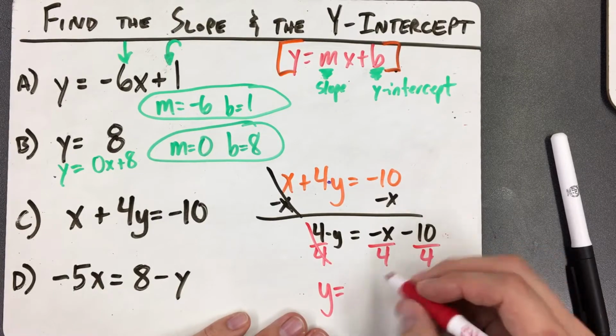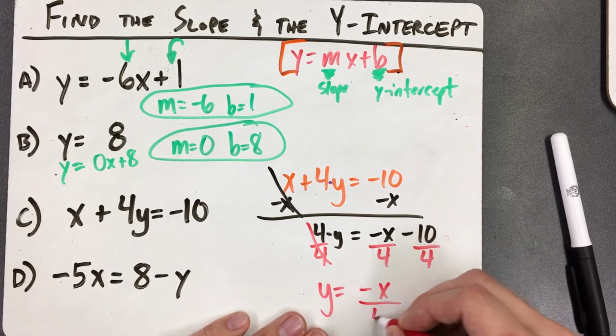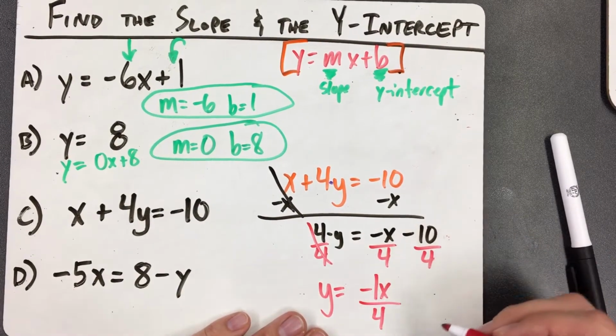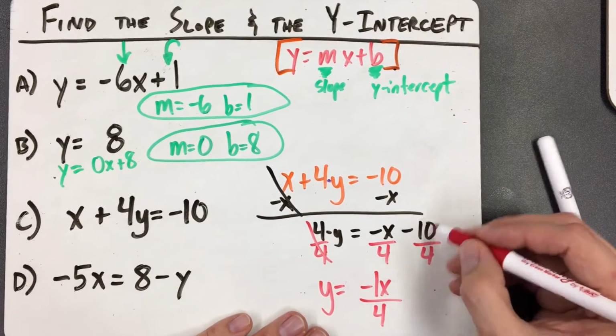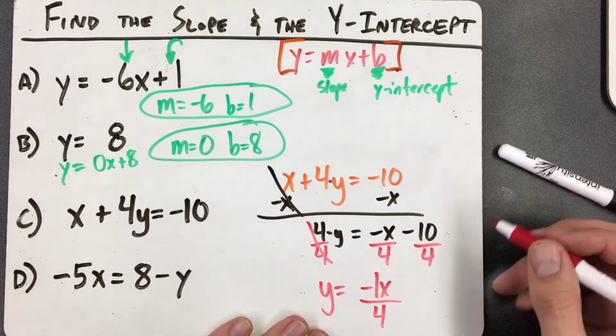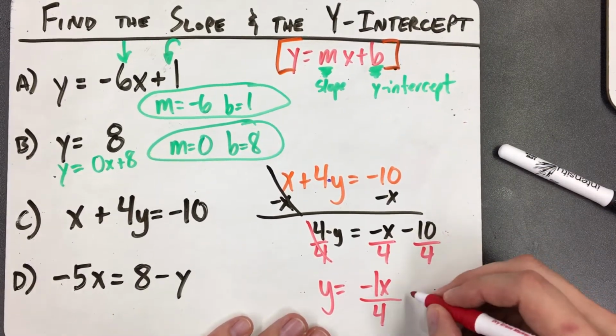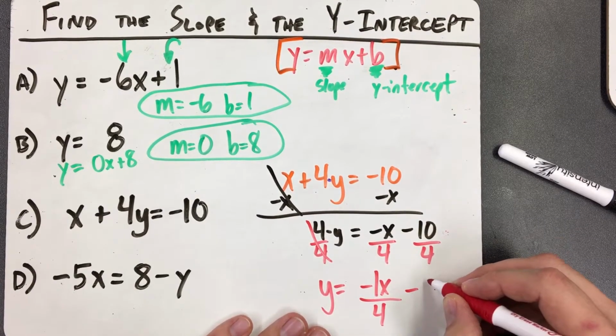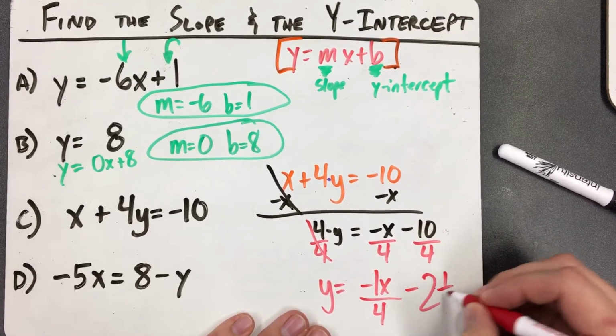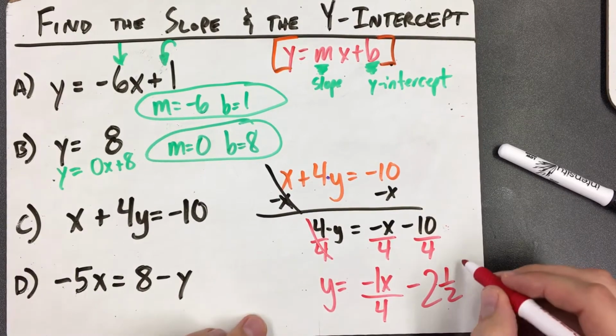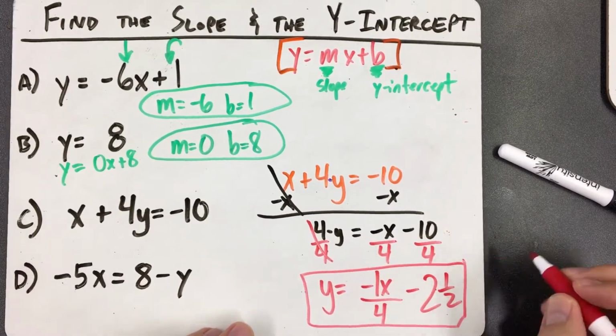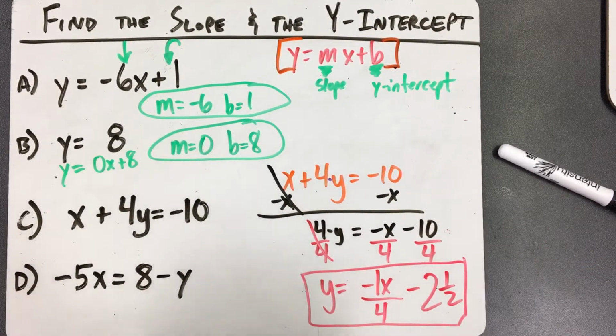And look what we have. We have -x over 4. That looks a little bit awkward. Just put a 1 on there. It's kind of like -1/4 x. And then 10 divided by 4. I could take out a calculator. I believe that's 2.5. Excuse me. So I'm going to have this as my corrected slope-intercept form.